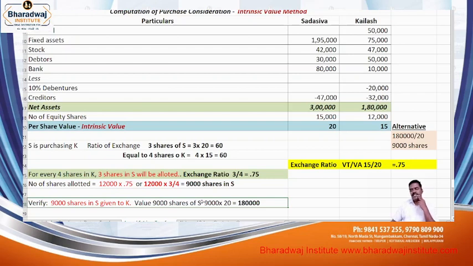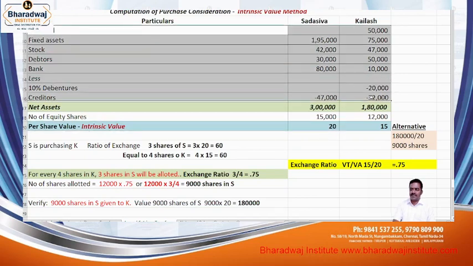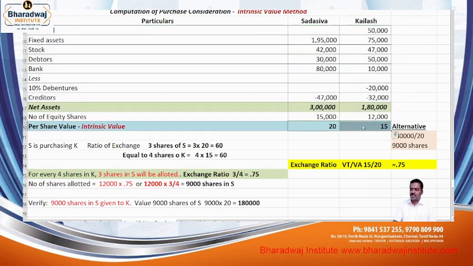See, intrinsic value is otherwise known as liquidating value. Simple, if the company is closed today, if the company is liquidated today, how much will each shareholder get? Simple, this is the realizable value of assets minus the liabilities payable to outsiders, divided by number of shares. Each shareholder will get how much? 20 and 15. So, it is called the liquidation approach.